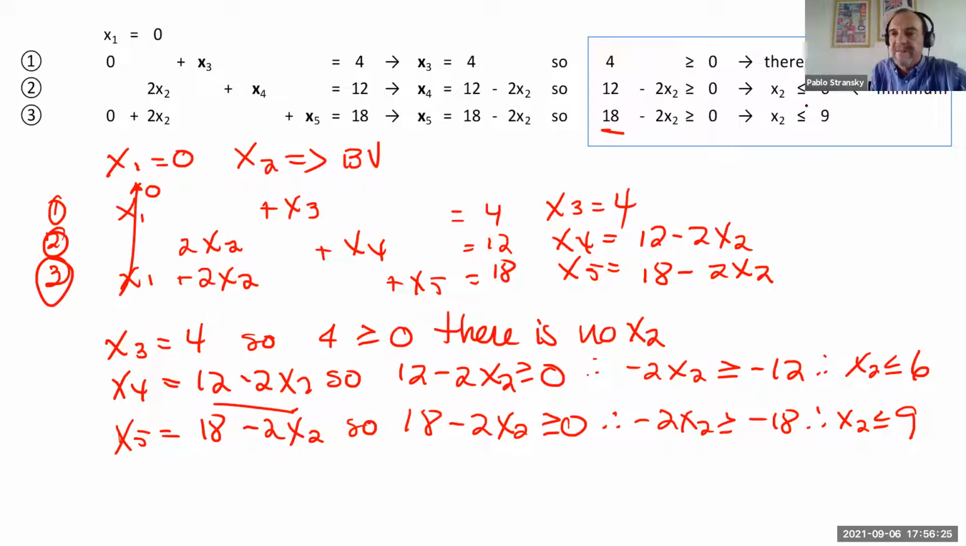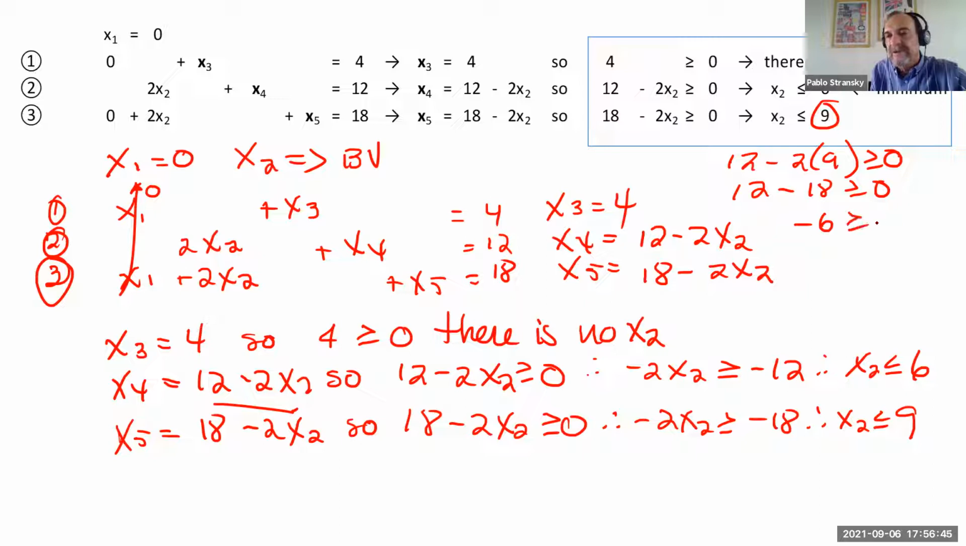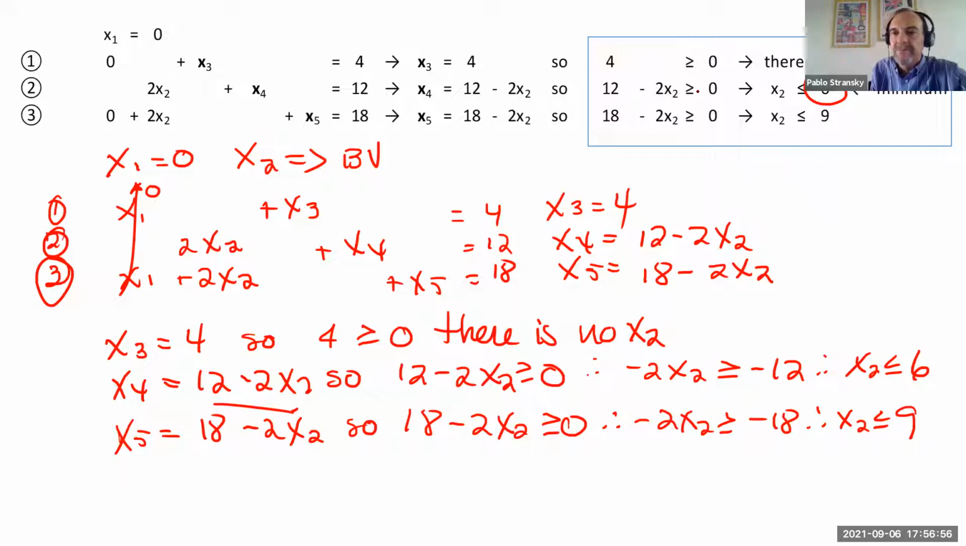Okay, why can't we use a 9? For example, if I use 12 minus 2 times 9 greater or equal to 0, what I will have is 12 minus 18 greater or equal to 0, and 12 minus 18 is equal to minus 6, greater or equal to 0, and this is nonsense. So here, my restriction is my minimum value. I cannot go above 6 in order to accomplish these conditions, okay? So this is what we call the minimum ratio test, okay?